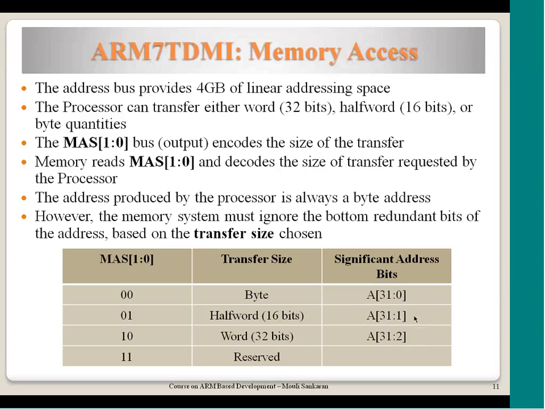If it is a half word access, you understand that 1 bit is redundant, but if it is a byte address, all 32 bits are valid address bits, and that needs to be understood, and accordingly the memory has to act on it. So in summary, ARM supports all kinds of transfers, both input as well as output.